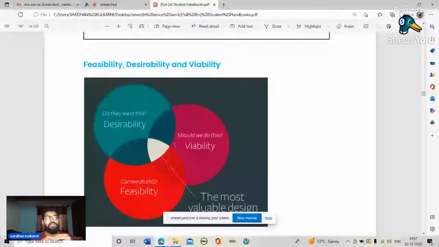Whereas desirability is where they may ask important questions: do customers or users want the solutions? Think about how your solution fits into the lives of your customers. Or will they use it?